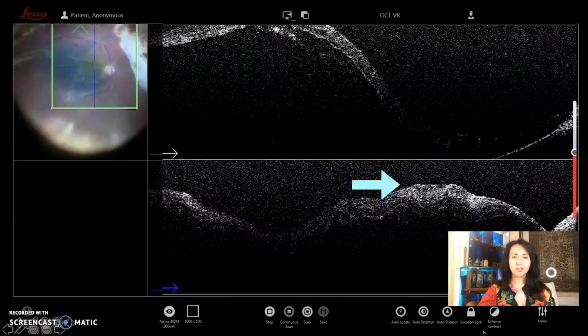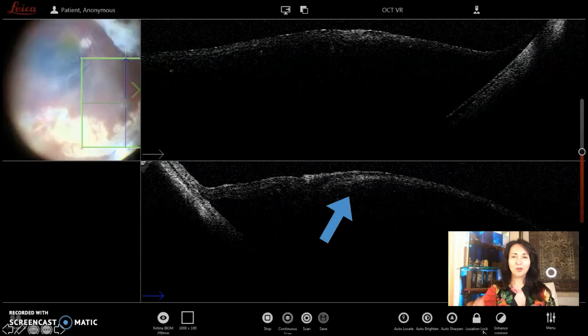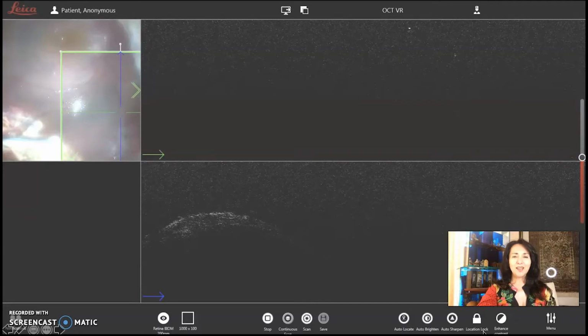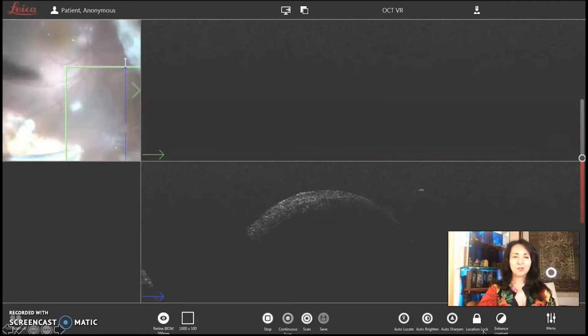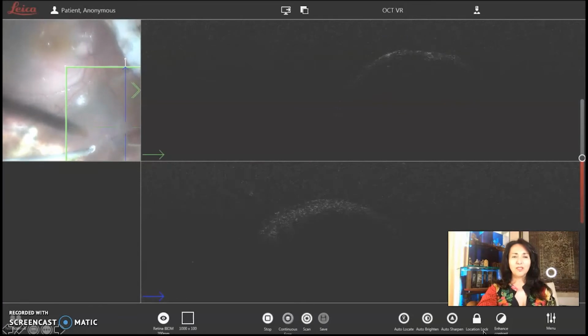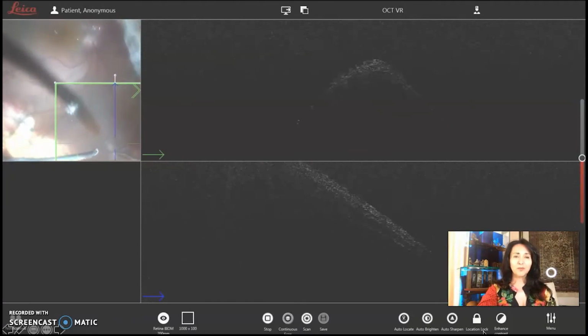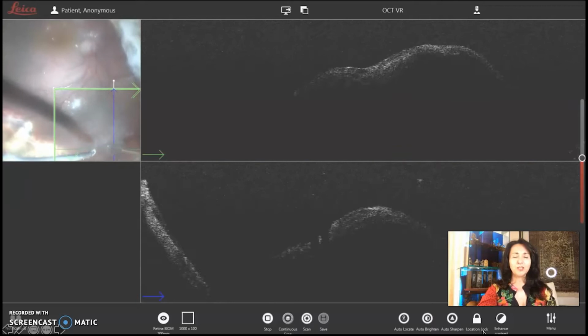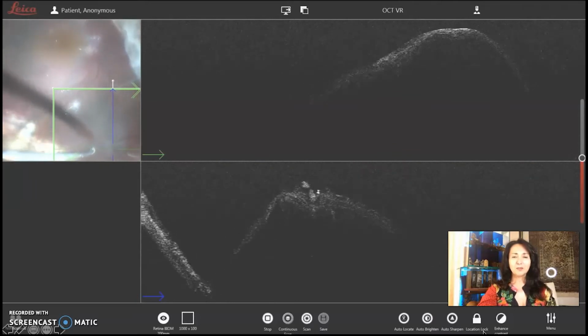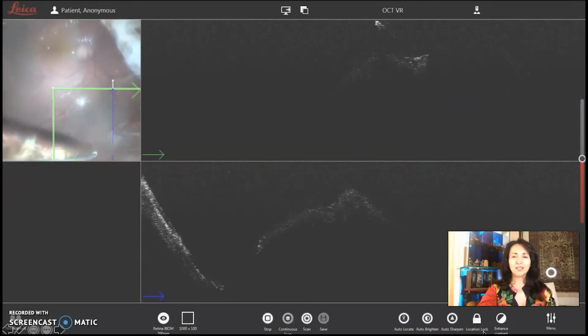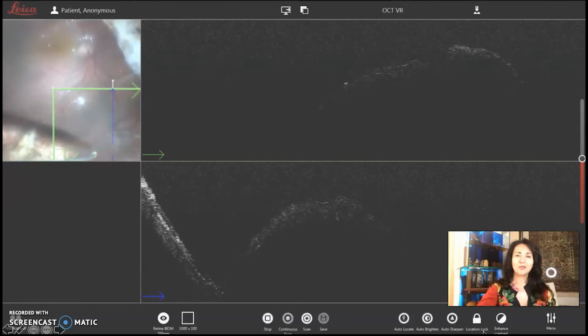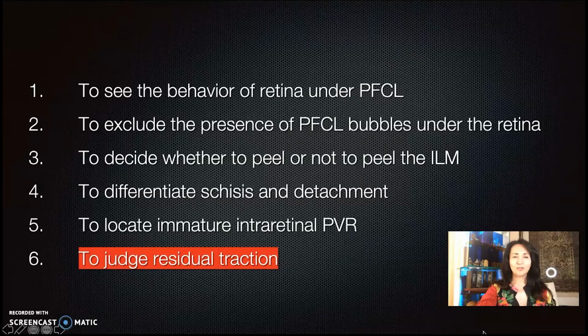So I think OCT can help locating immature PVR, and also it helps in the judgment of residual traction. This is a pathognomonic sign of intraoperative intraretinal PVR. This is another example. If you go there, you know that you have to peel. And in fact, you see here that specific spot. I am removing it. First, I am searching for immature PVR, and with the scraper and the forceps, I am indeed removing some epiretinal tissues so the retina can relax and open.